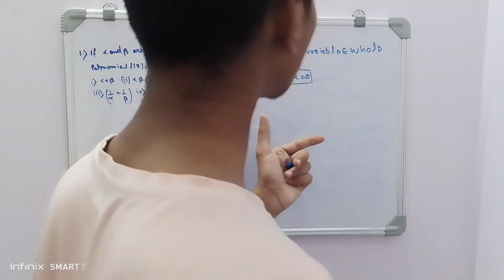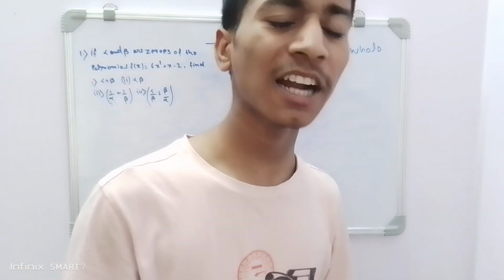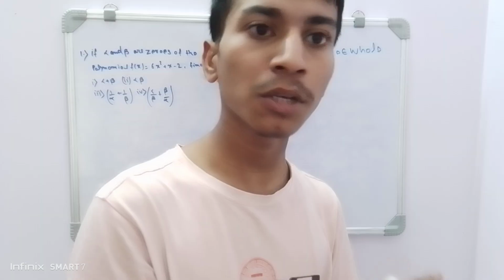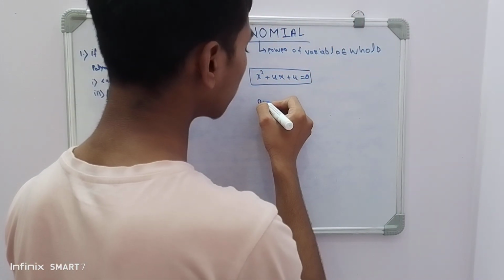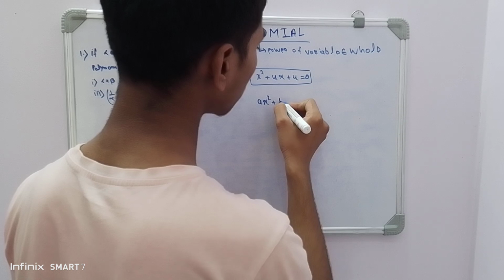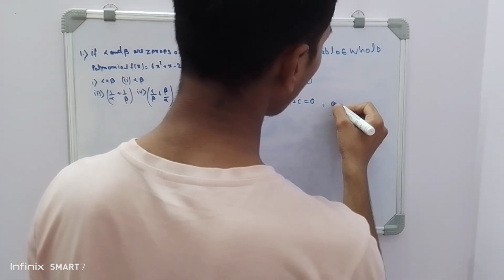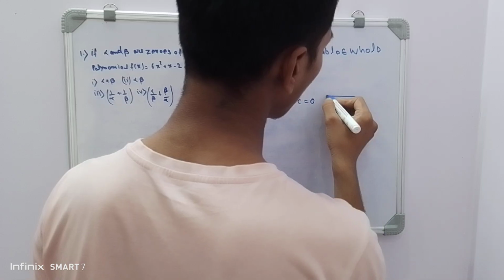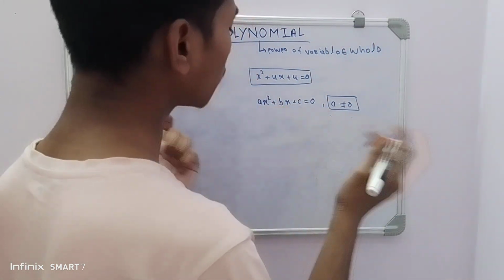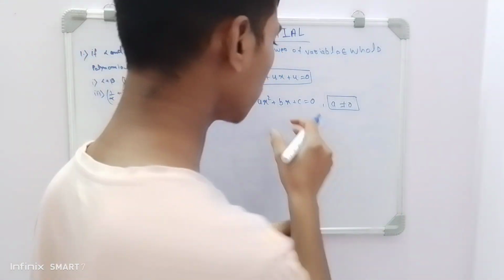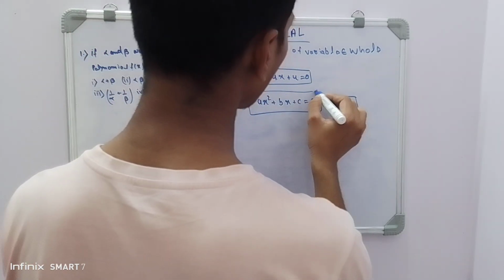But if I ask you what is the general form of this, that means how does a quadratic polynomial look like? The quadratic polynomial looks like this: ax square plus bx plus c is equal to 0, where a is not equal to 0. This is the general form of a polynomial. That means all quadratic polynomials look like this. So this is what you have to remember.